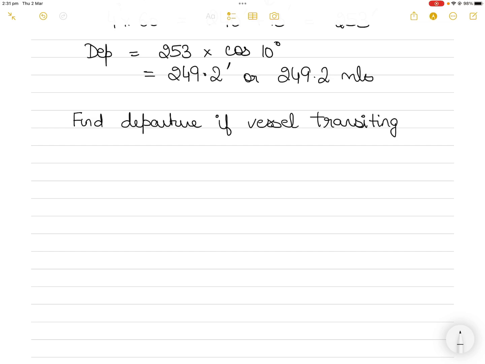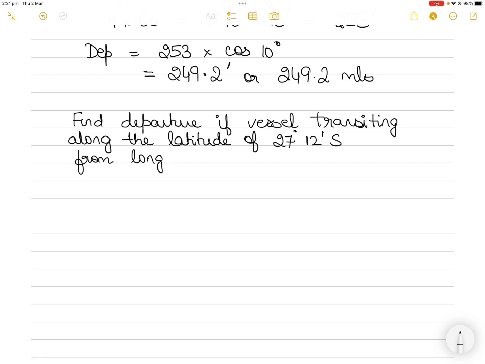I'm getting you used to reading questions as it will be posed in the exam maybe. Find departure if vessel transiting along the latitude of 27 degrees 12 minutes south from longitude A, 117 degrees 28 minutes east.